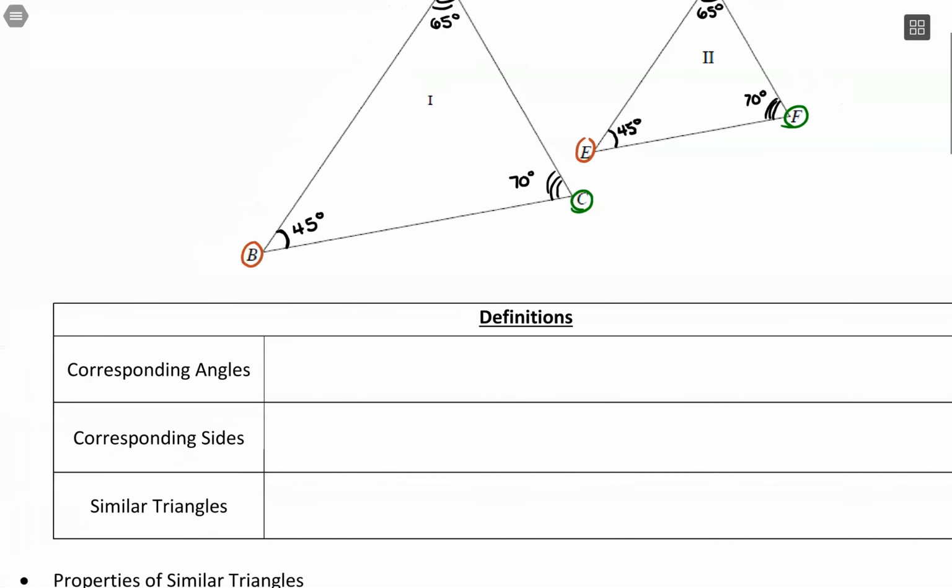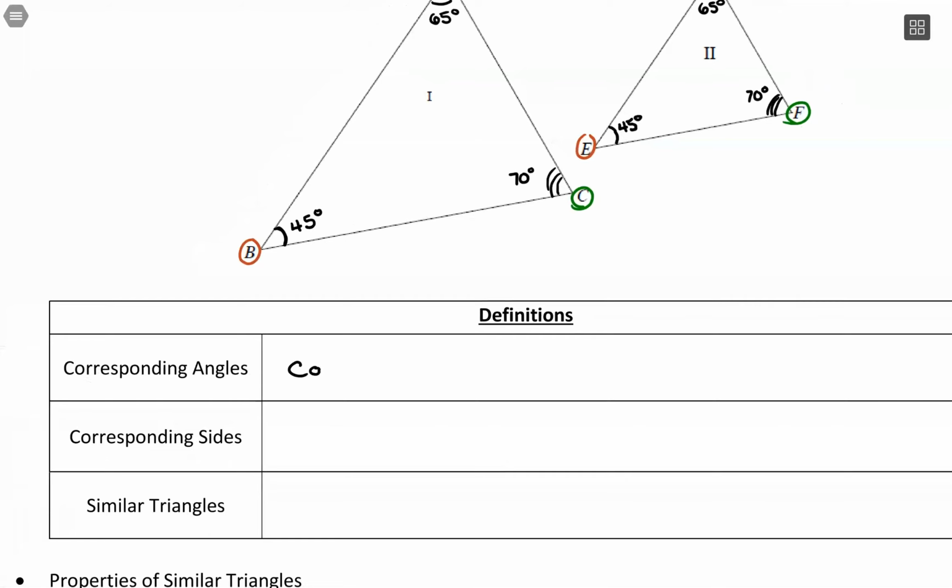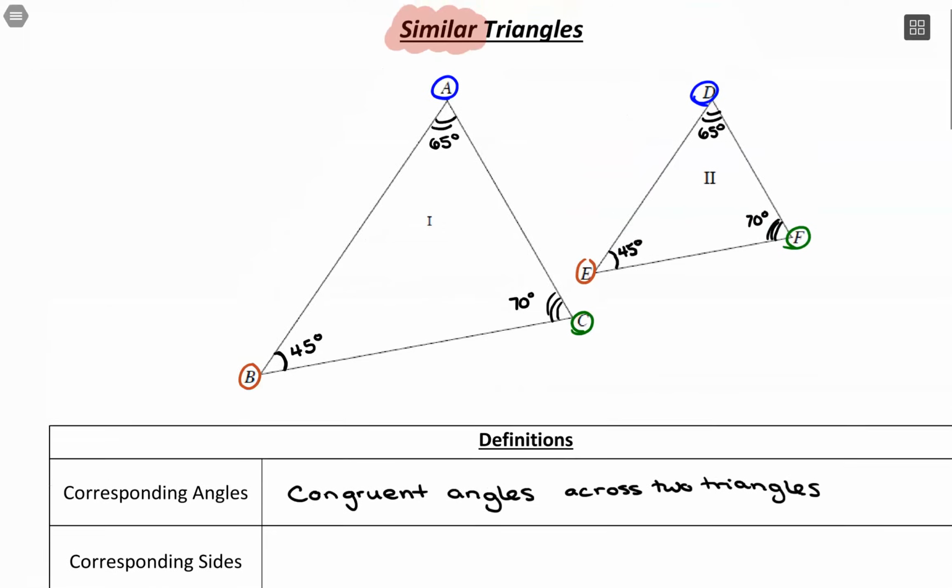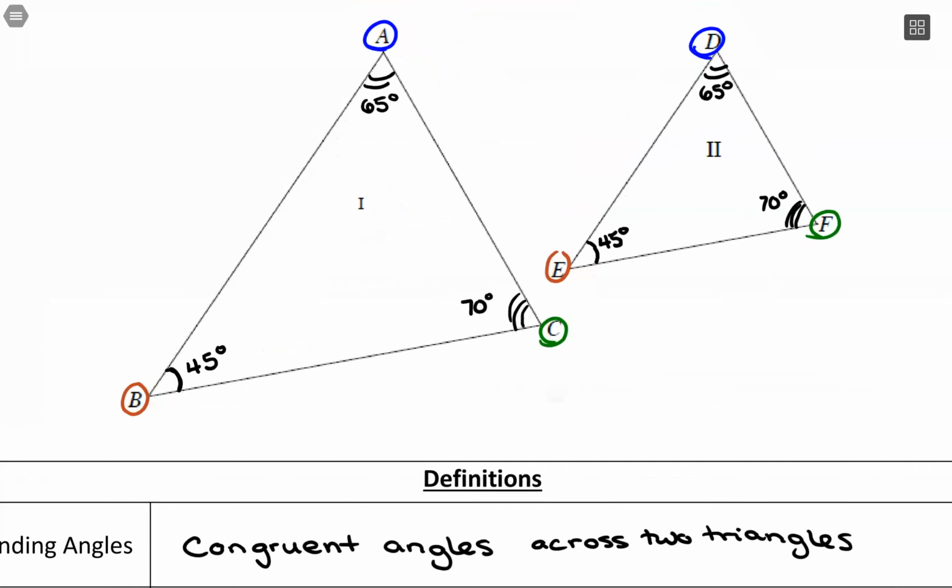So for a definition, corresponding angles are congruent angles across two triangles. Again, congruent just means same measurement. So what happens when we do this is you have these corresponding angles. It can be nice to have our picture like this so that the angles are occurring in the same spot, like those 45 degrees are in the lower left, 65 degrees up at top, and 70 degrees off to the right.